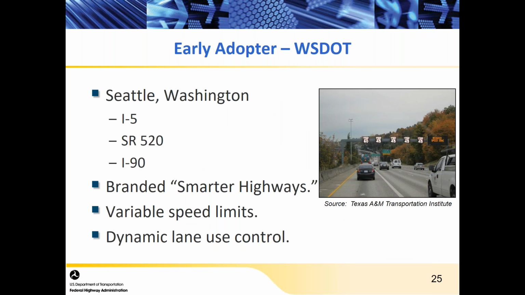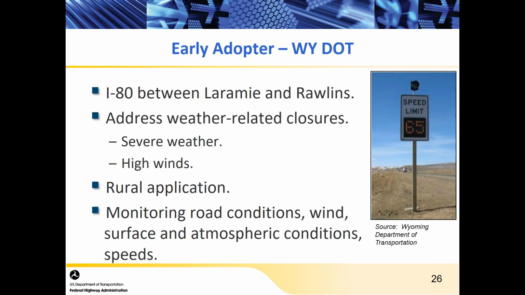An early adopter is Washington State. That's who you're going to hear from later on during this webinar. They've had 3 deployments in Seattle thus far, and they've branded the ATM concept Smarter Highways. 2 components of their ATM deployments involve variable speed limits and dynamic lane use control, and you can see here a photograph on the right-hand side of the deployment along I-5.